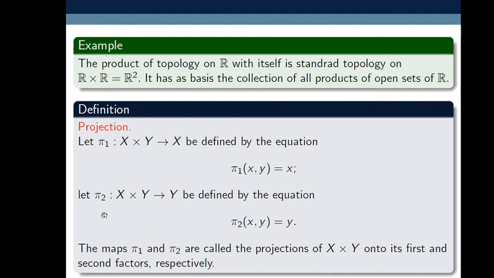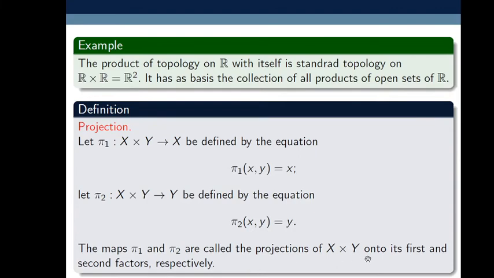So these maps pi1 and pi2 are called the projections of the product X times Y onto its first and second factors respectively. Both maps are the same; here only the codomain is different. So pi1 maps from X times Y to X and pi2 maps from X times Y to Y, defined as this. So these are the projections of the Cartesian product of X and Y onto its first and second factors respectively.